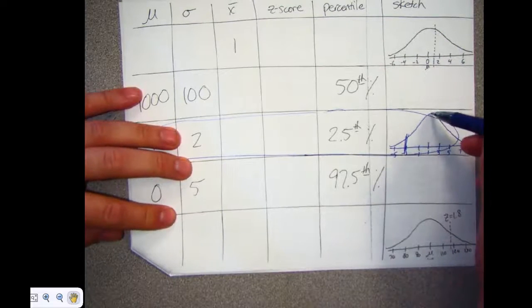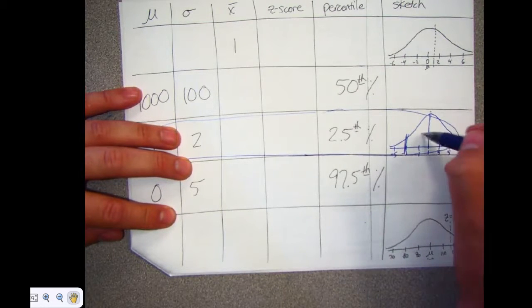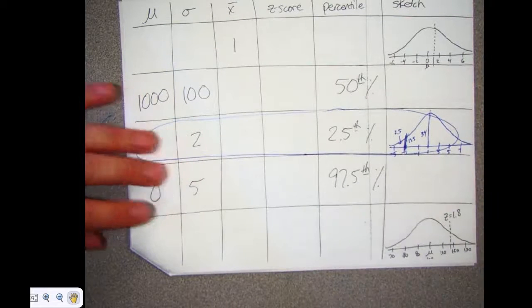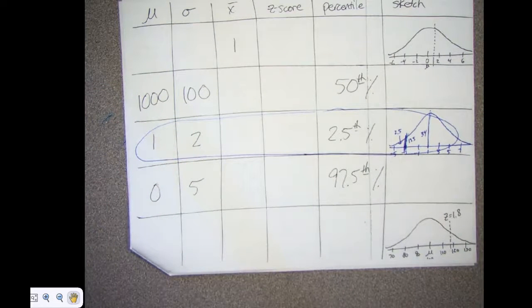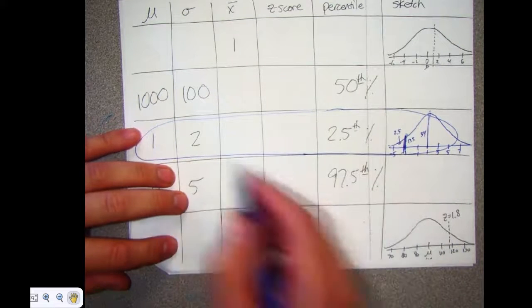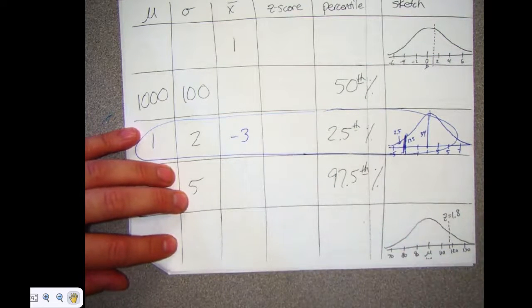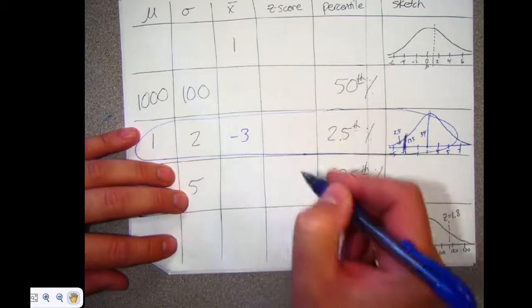So again, I'm just going, okay, I know this is all 50. This is 34. This is 13.5. So that has to be 2.5. So that tells me this is where I am. And then I can do the rest. So now what's x bar? -3. What's my z-score if I'm 2 standard deviations below the mean? Not 2. -2.